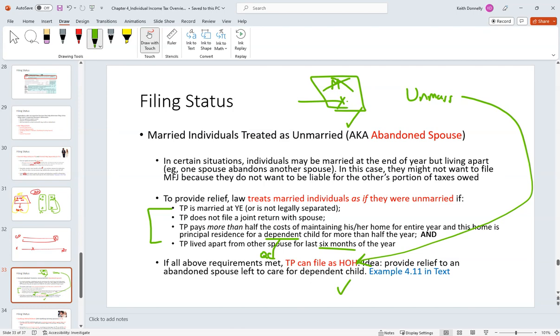So basically the idea with this is, hey, you are married. You have kids with your husband or wife. Your significant other leaves you in January, February, March, right? There needs to be a 6-month period there. Even though you're married at the end of the year, you can file unmarried, be treated unmarried, and file head of household.